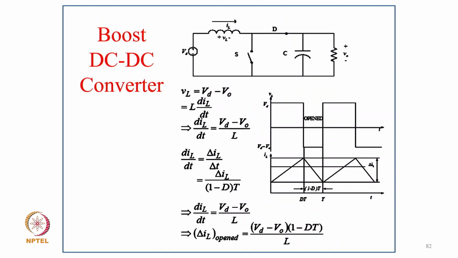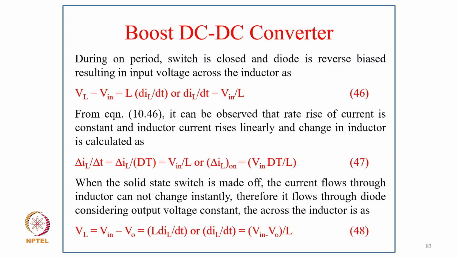Now when the switch is off, the diode conducts. During that period, you can see the waveform in the second mode, that is during (1 - D)T. So VL equals VD minus VO equals L di/dt, or dIL/dt equals (VD - VO)/L. With ΔIL over (1 - D)T, the ΔIL open is (VD - VO)(1 - D)T divided by L.